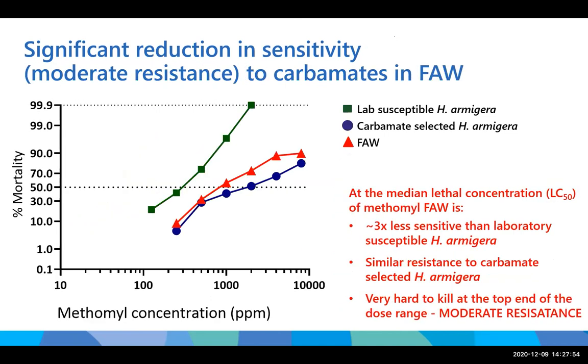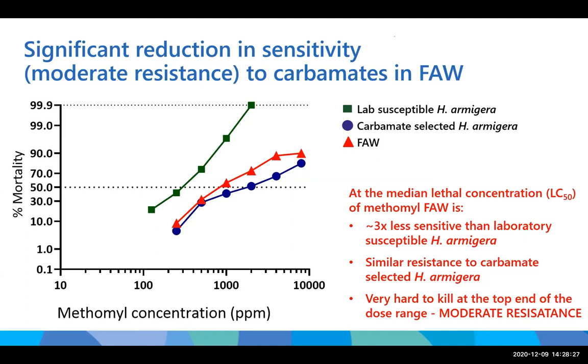So moving on to the broad spectrums, and I'm just going to start off with carbamates and methomyl specifically. So fall armyworm was only about 3 times less sensitive than armyworm at the median lethal concentration of methomyl, but the larvae was still really hard to kill at the top end of that dose range. And you can see that there with fall armyworm mortality, where it started to plateau at about the LC90. And beyond that, we really weren't able to get too much mortality at all.